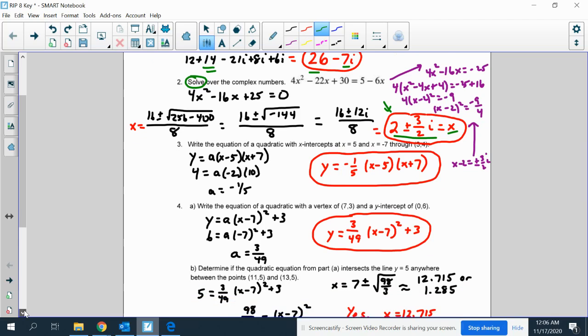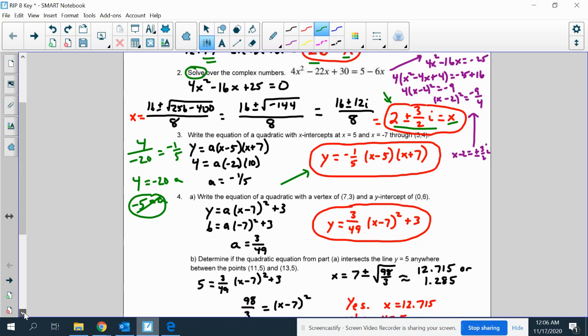Problem 3, most common mistakes were getting 4 equals -20 times a, and then dividing by -20 and getting 5 or -5. This is not true because when you divide, it's 4 divided by -20, which is -1/5. So we have to be careful when it comes to that. Also, you are allowed to leave it in intercept form.